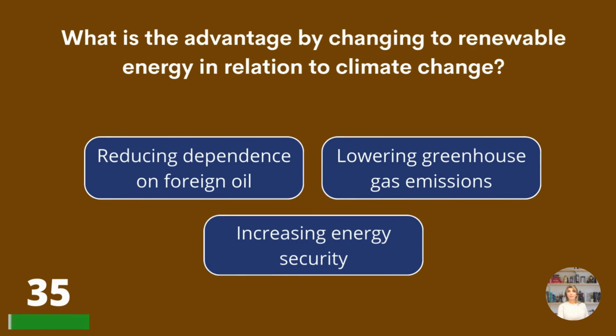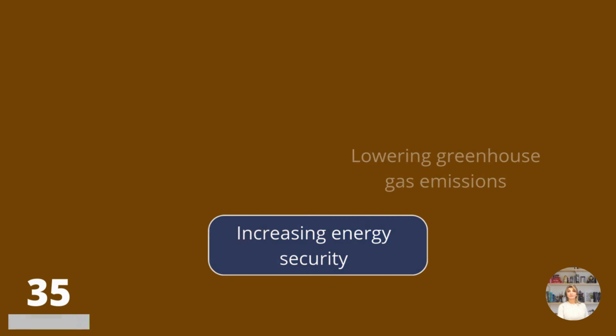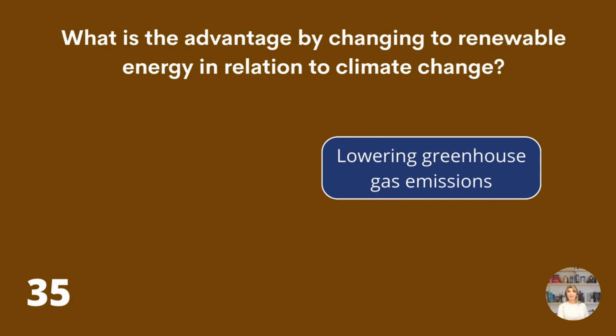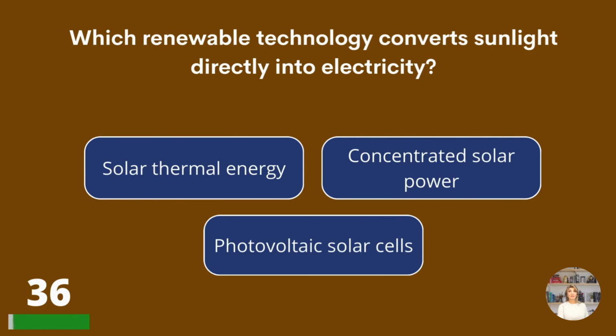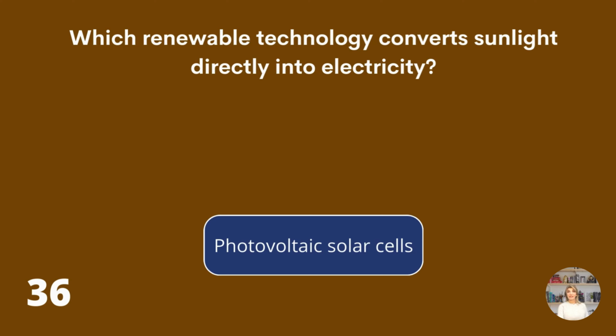What is the advantage by changing to renewable energy in relation to climate change? Reducing dependence to foreign oil, lowering greenhouse gas emissions, or increasing energy security? Lowering greenhouse gas emissions. Which renewable technology converts sunlight directly into electricity? Solar thermal energy, concentrated solar power, or photovoltaic solar cells? Photovoltaic solar cells.